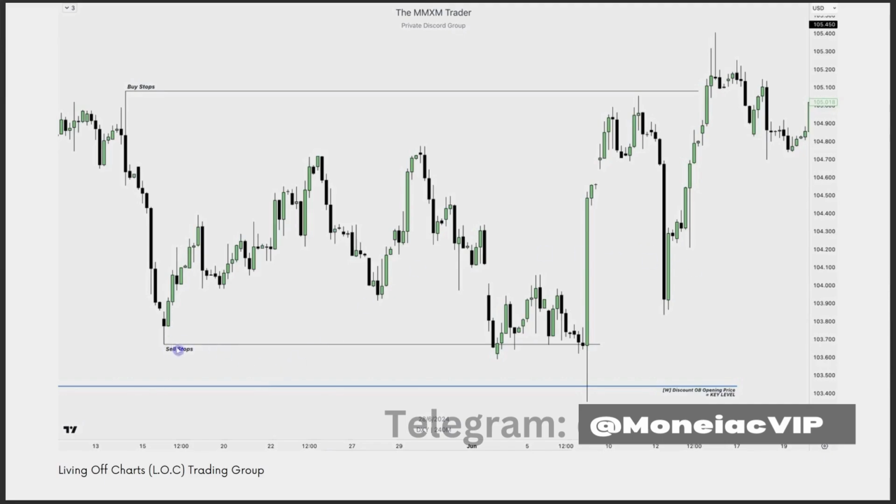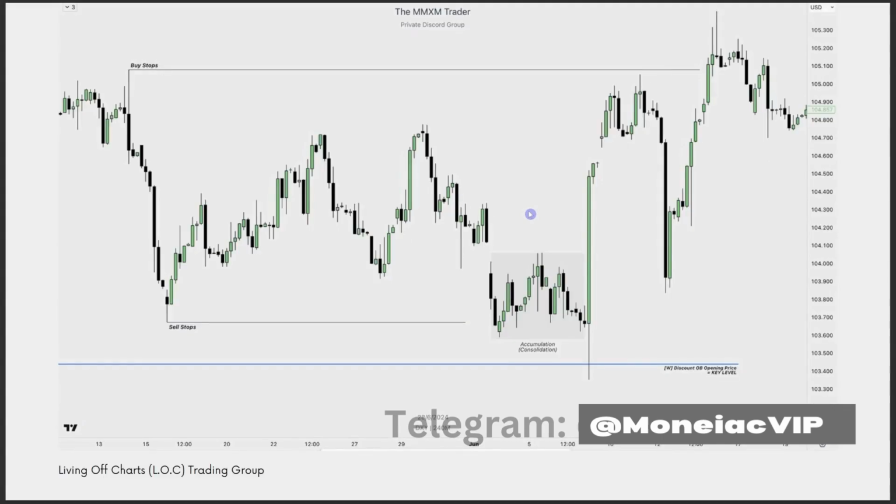We've got those sell stops down here run into a key level. We've got the buy stops up here as a draw on liquidity. Now, what I want to emphasize is that consolidation needs to happen above or below a key level. This is very crucial because then we can have a proper manipulation within that key level. So what does that look like? Over here we've got the consolidation, right? Just before that weekly order block.